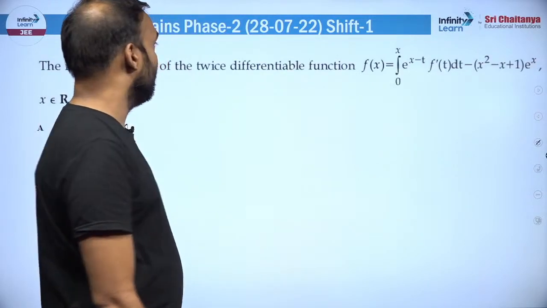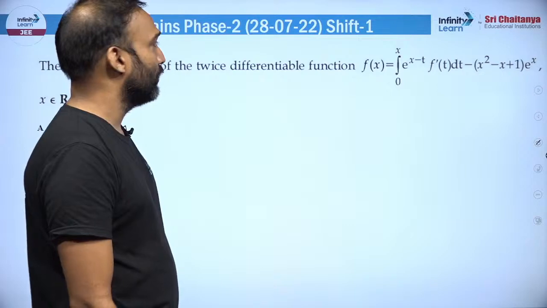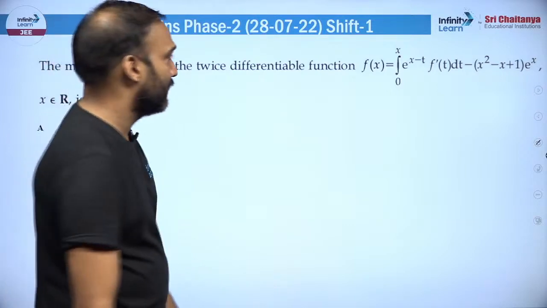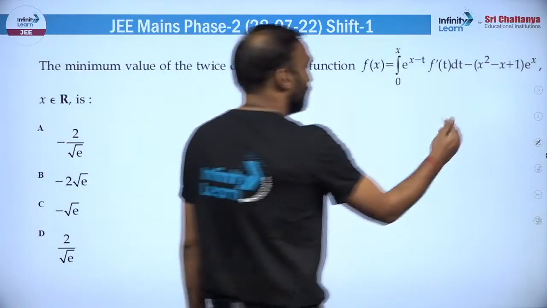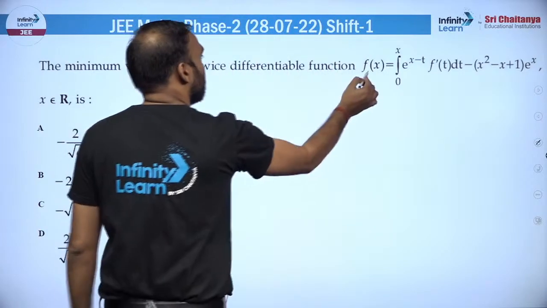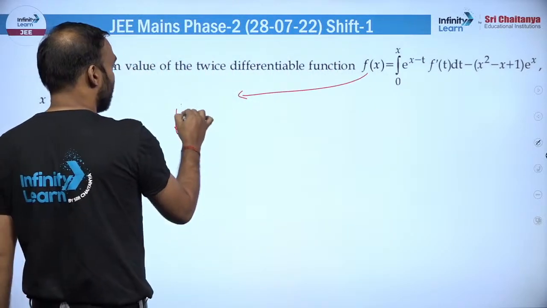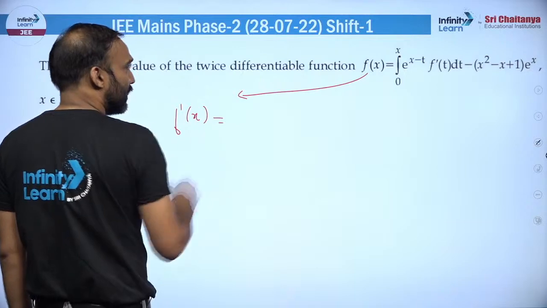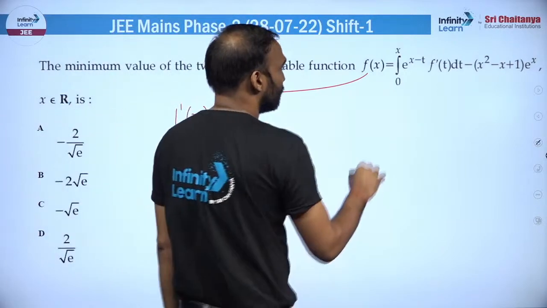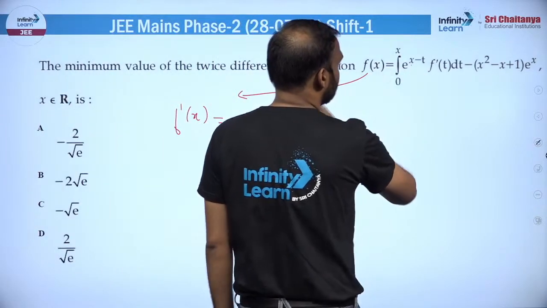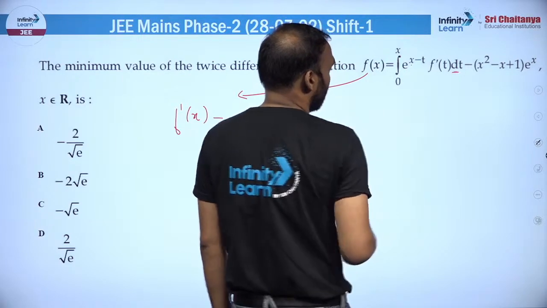So now we'll move to the next one. We have to find the minimum value. So whenever a minimum value is there, we have to differentiate, right? The application of derivative. So I'll differentiate this particular equation. Just differentiate this, you will get f dash x is equal to, okay, so first of all, there's an x inside. The function is in the form of t.